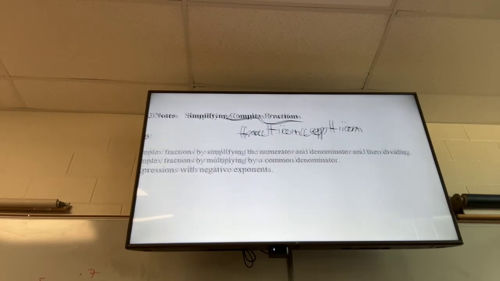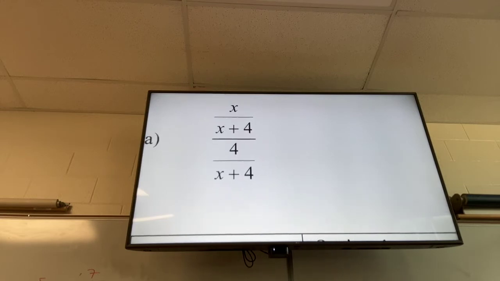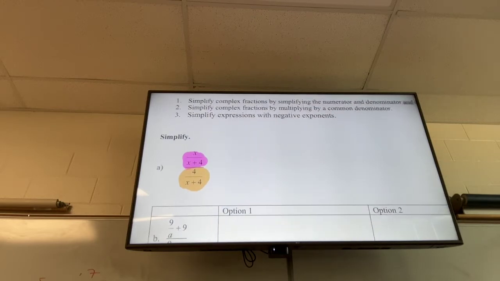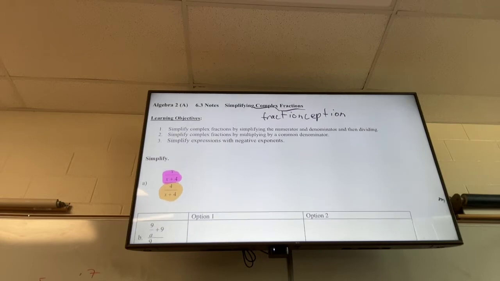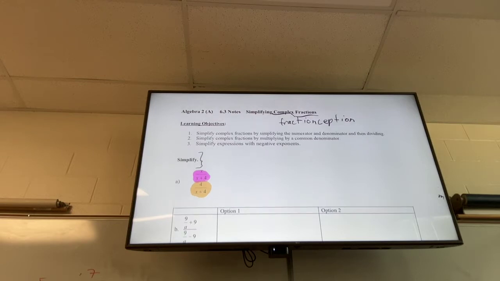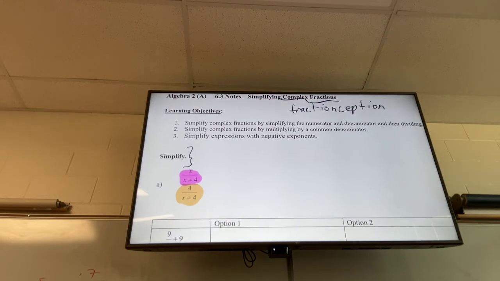Fractionception, okay? So look at this. It's a fraction, but the numerator and denominator are both what? Both fractions. So a complex fraction is like fractionception. We need to simplify these.